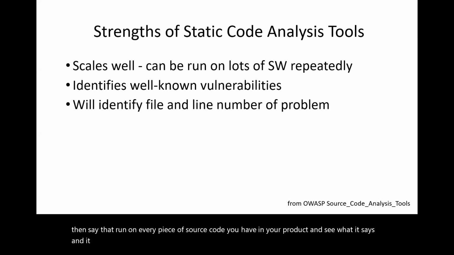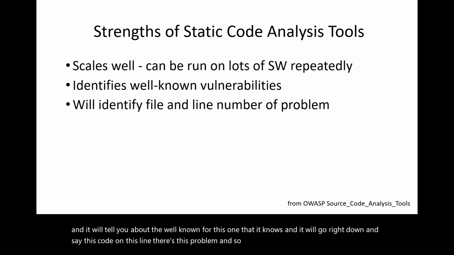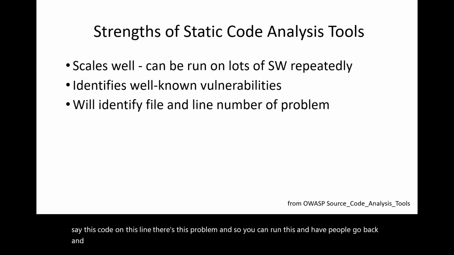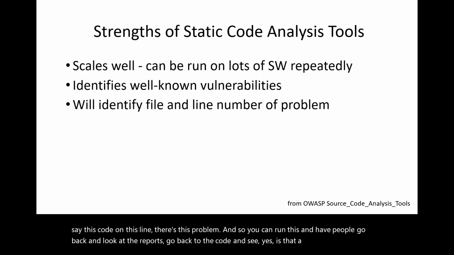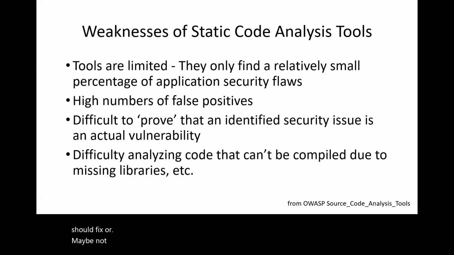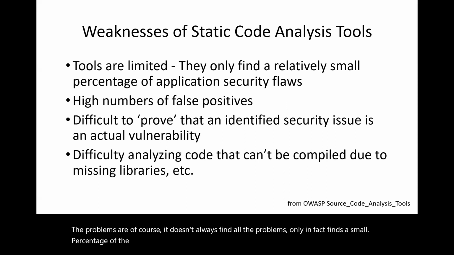And it will tell you about the well-known ones that it knows. And it will go right down and say, on this code, on this line, there's this problem. And so you can run this and have people go back and look at the reports, go back to the code and see, yes, is that a problem that they should fix or maybe not? Problems are, of course, it doesn't always find all the problems. It only, in fact, finds a small percentage of the potential problems. As I mentioned, a high number of false positives. I've run several of them on code and it complains about things that I didn't really think were a problem.